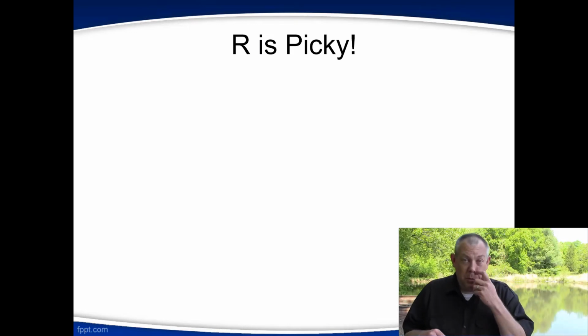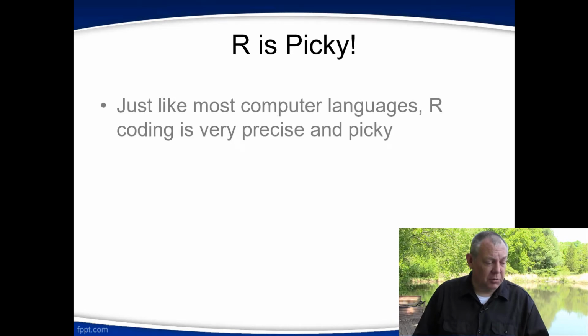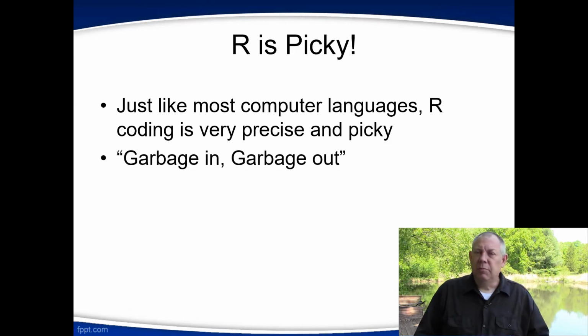Okay, so R is a programming language. One of the things you have to learn when you're programming is that programming languages are very specific and very picky, and R is no different. It's very precise, and so if it's making an error, a lot of times you made the error. R can't interpret your thoughts, okay? Classic saying in computer programming: garbage in, garbage out. If your coding is bad, or if you make a mistake, then the program is going to make a mistake. So you have to get used to that.